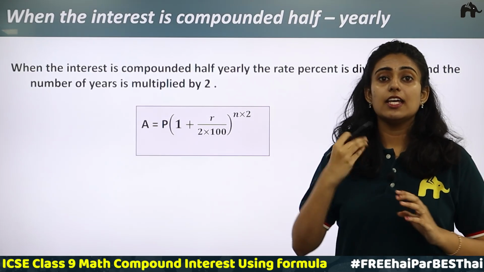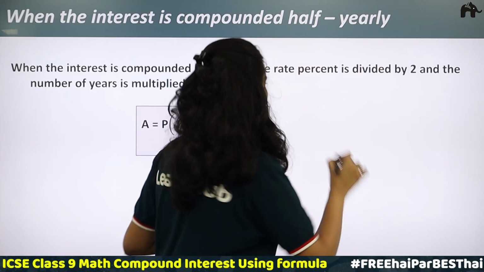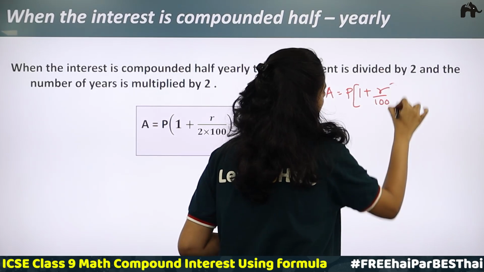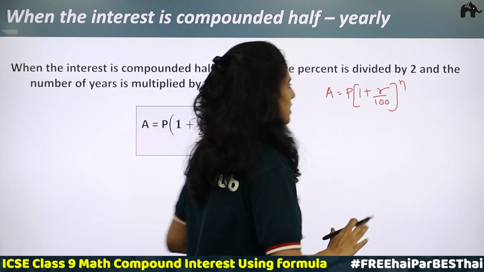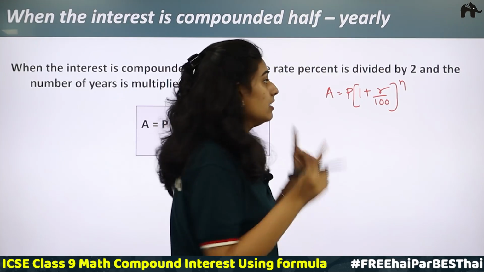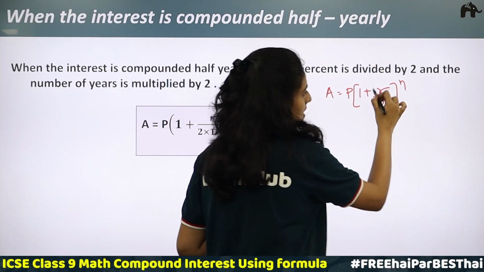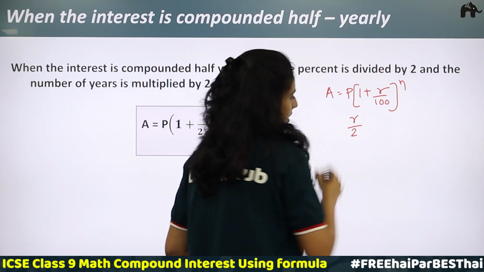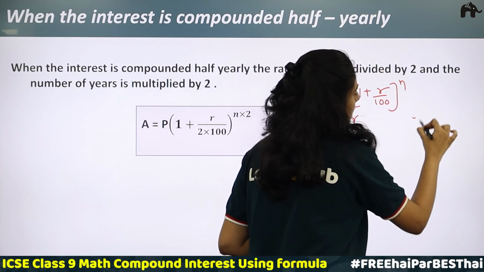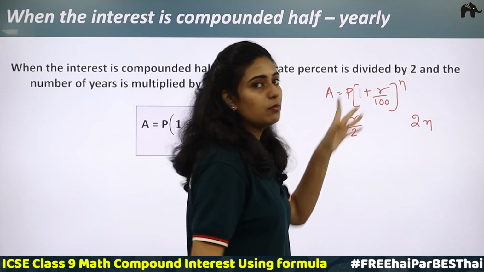Now, what if the interest is being compounded half yearly or quarterly? We have studied only one formula to find amount. Amount is equal to principal into 1 plus R divided by 100 whole raised to N. Now, my question is, this is the case when the interest is being compounded annually. If the interest is being compounded half yearly, in that case, what change happens is this R will become R by 2. That is, the rate of interest is divided by 2 and the number of years is multiplied by 2. Okay, n will become 2n and r will become r by 2.